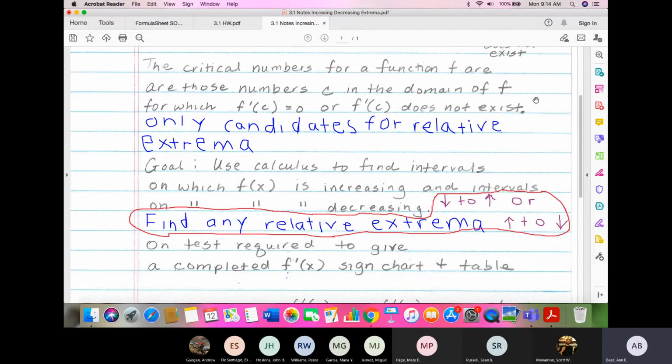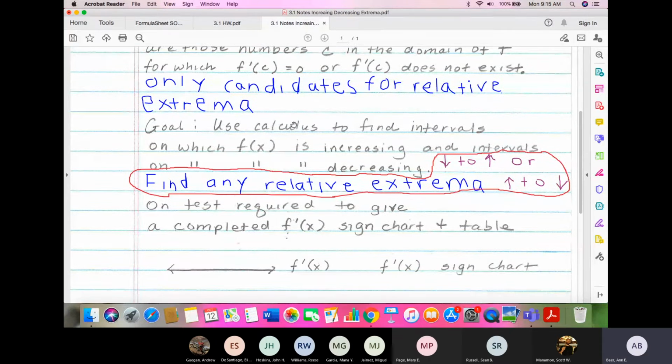So what's our goal here? We want to use calculus to find intervals on which f of x is increasing and intervals on which f of x is decreasing. So we're looking for where it's increasing or decreasing. Why do we want to know that? We want to know it precisely. That's the beauty of the calculus.